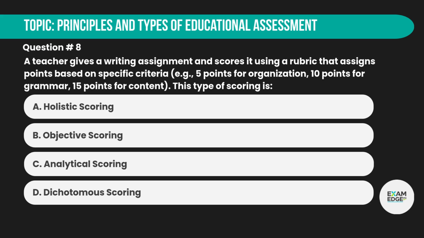Question number 8. A teacher gives a writing assignment and scores it using a rubric that assigns points based on specific criteria, e.g., 5 points for organization, 10 points for grammar, 15 points for content. This type of scoring is A. Holistic scoring. B. Objective scoring. C. Analytical scoring. D. Dichotomous scoring.